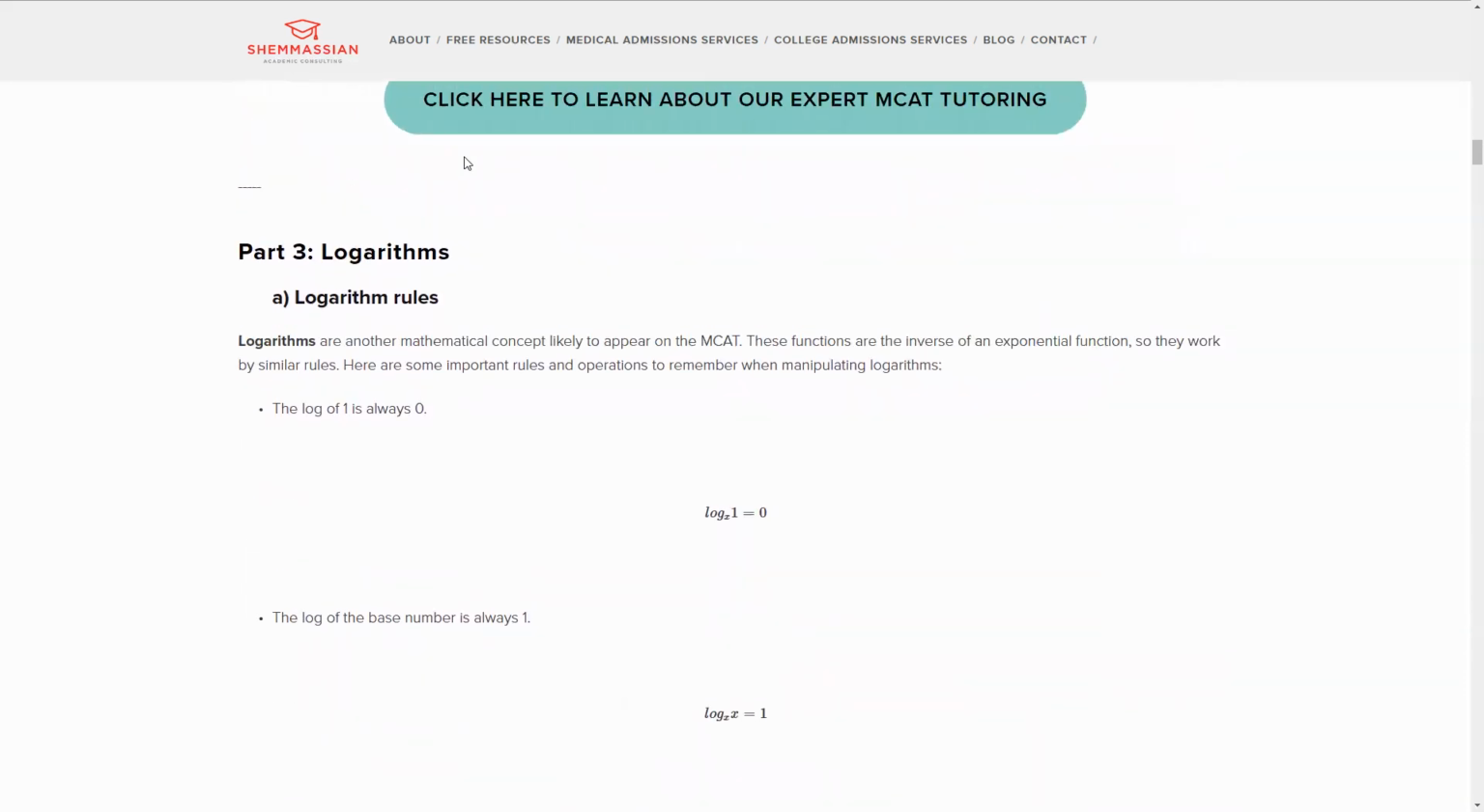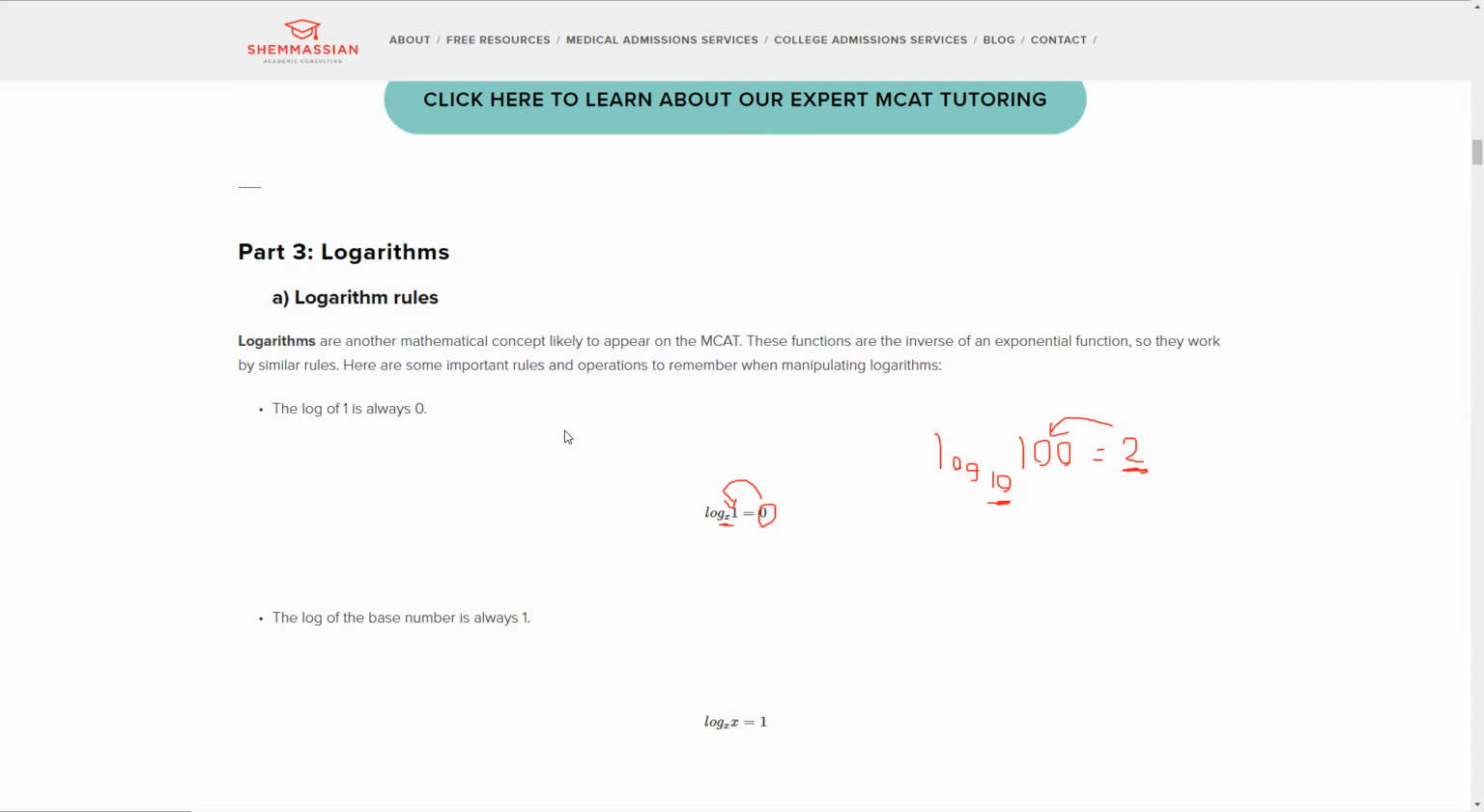First things first, we have some rules that we've got to be aware of. First off, what is a log? I always think of it as: this thing is raised to this power to get this. So if we did log base 10 of 100 equals 2, this guy is raised to this power to give this number. That's basically how I think of a log.